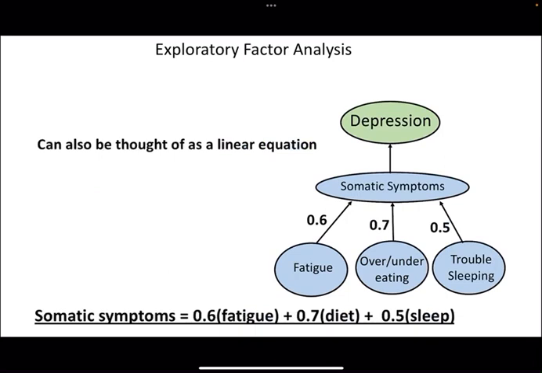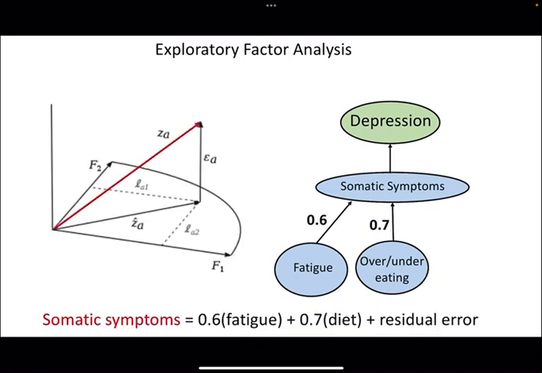Something I thought was kind of cool is you can look at this as a linear equation where somatic symptoms can be described in terms of fatigue, diet, and sleep, and each of these has a coefficient, just like a linear equation. You'll notice there's no intercept, and I guess in this case it just is starting at the origin, which aligns with this picture I found. This picture is going to freak you out at first, but I think it's really cool.